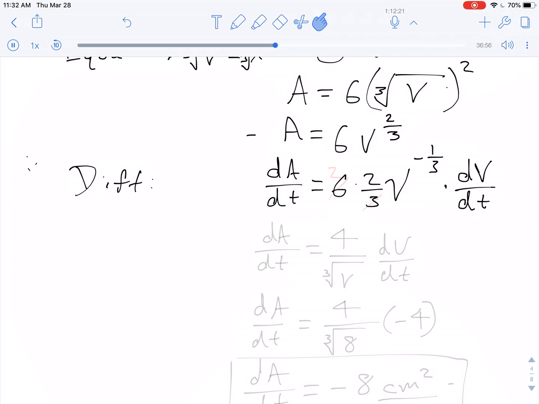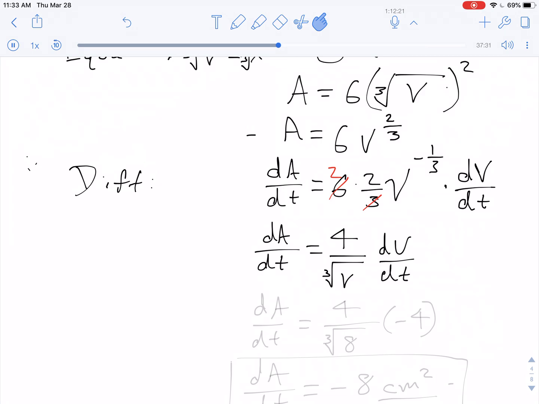So with this implicit differentiation, I can see some canceling going on. So let me cancel 2, make things a little simpler for myself. I'll get dA/dt as, I guess, 4 over the cube root of V, the cube root of V times dV/dt.